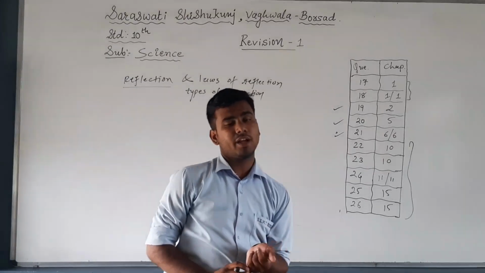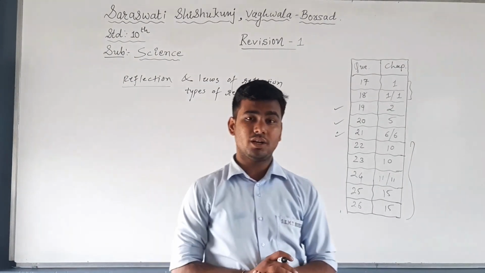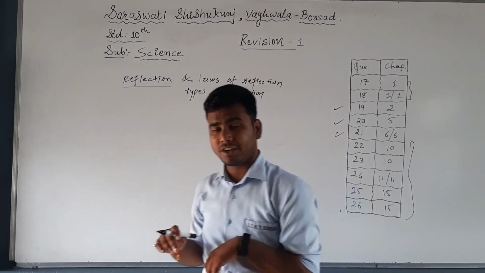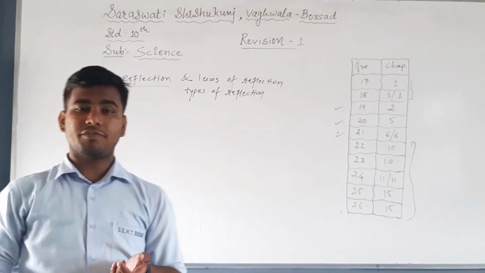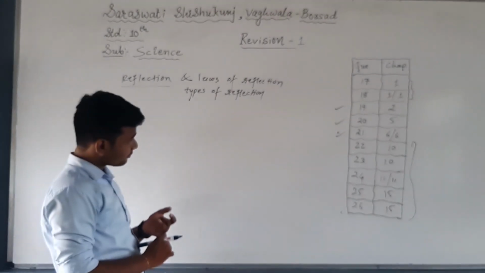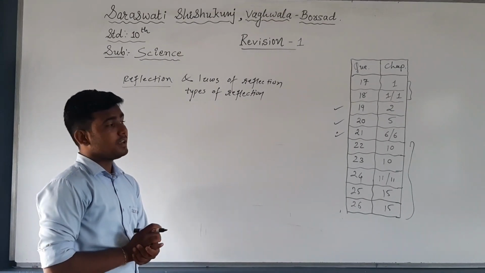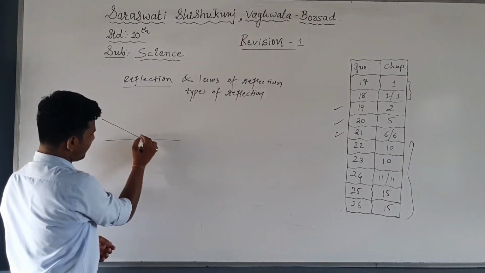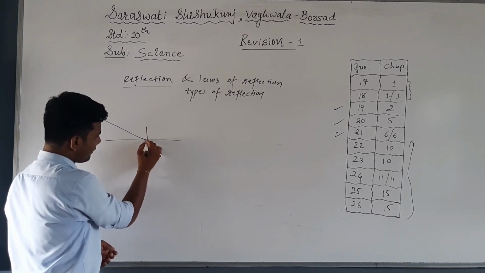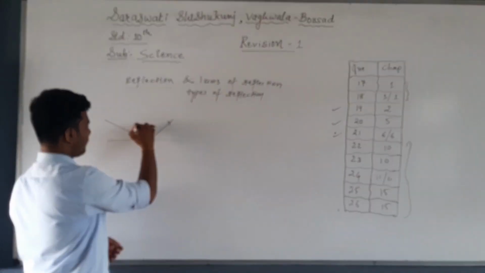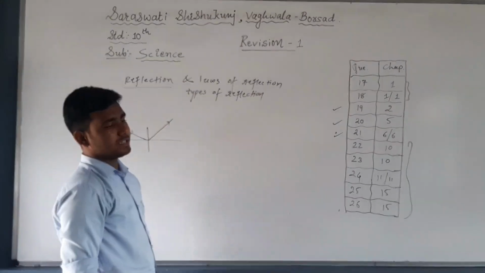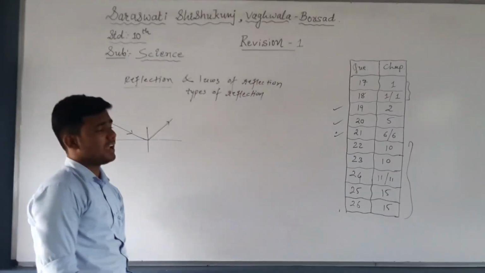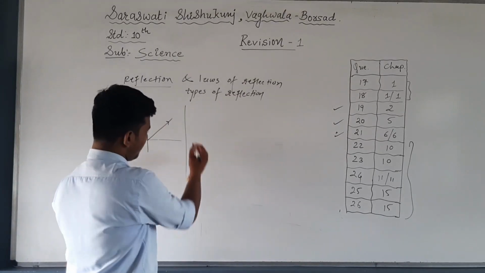Types of reflection: regular reflection and irregular reflection. Also we can write their definitions and their examples. Laws of reflection: as we know, the angle of incidence and angle of reflection are both the same. Then the incident ray, the normal drawn to the surface, and the reflected ray will lie in the same plane. So this way reflection, laws of reflection and types of reflection can be asked to us in 2 marks.